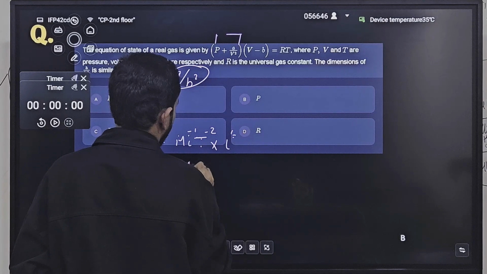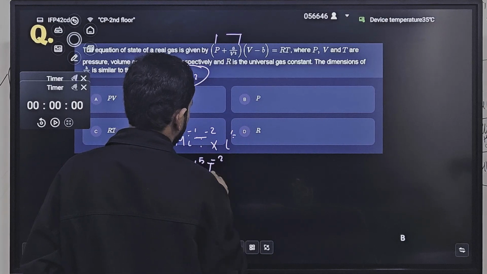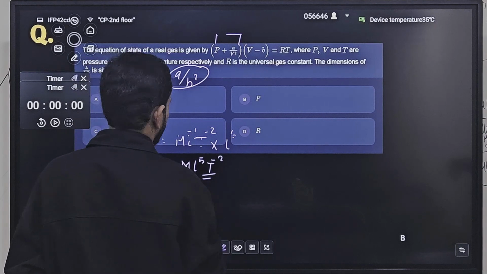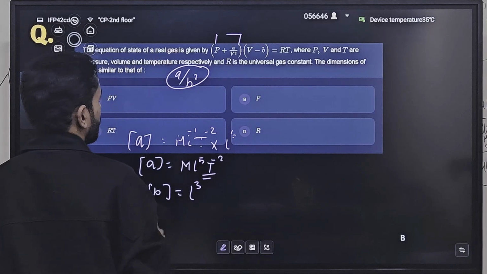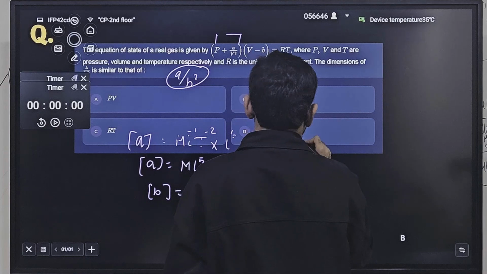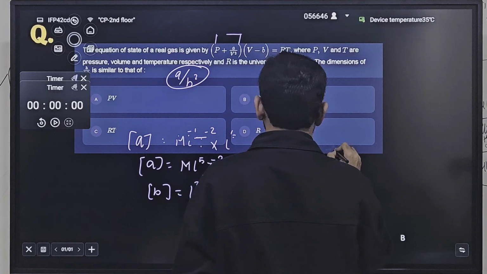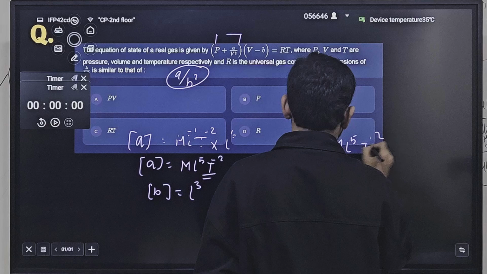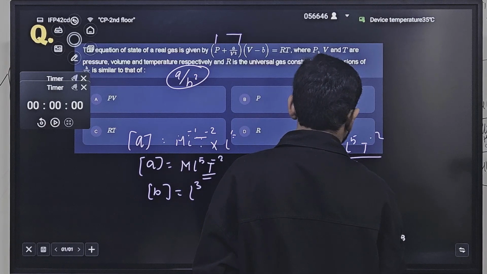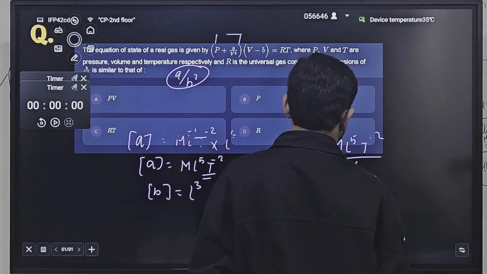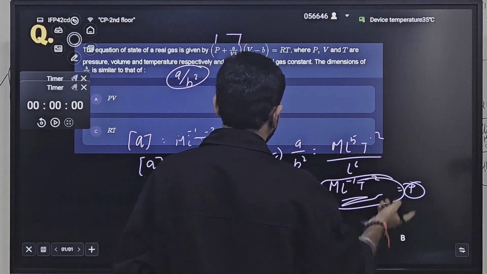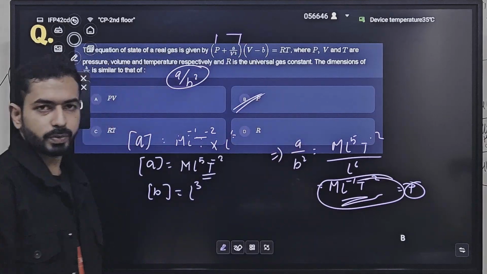What will be the result? M L power 5 T minus 2. This is the dimension for A. What is the dimension for B? The dimension for B is equal to L cube. Now you have to find A divided by B square. A is M L power 5 T minus 2, divided by B square, meaning L power 6. What will you have? M L minus 1 T minus 2. Which option is correct? This is the dimension for pressure, M L minus 1 T minus 2. Which option is correct? That's it.